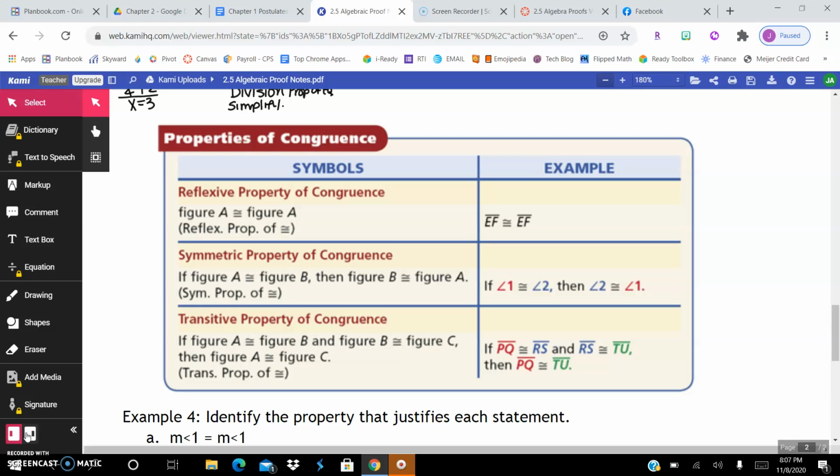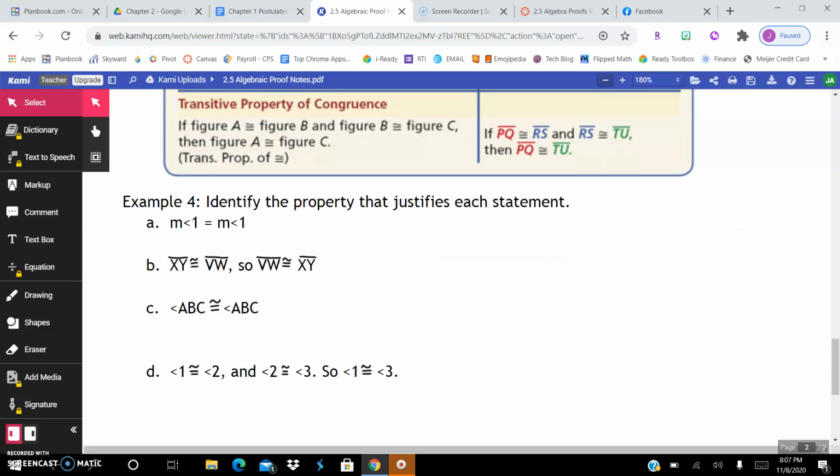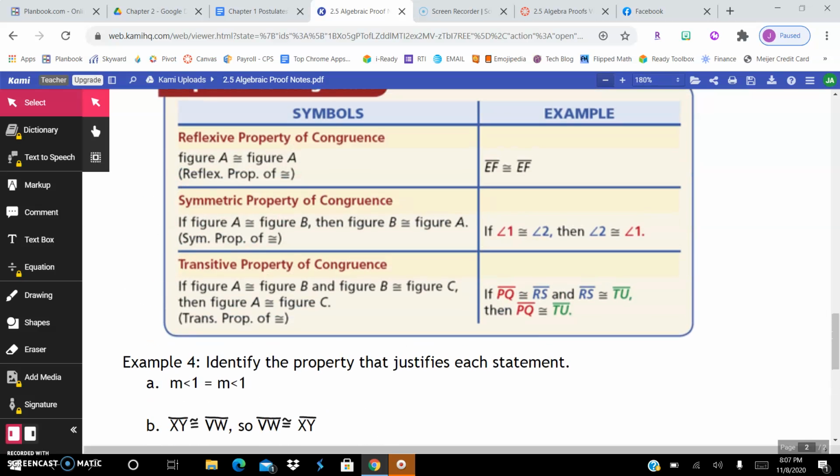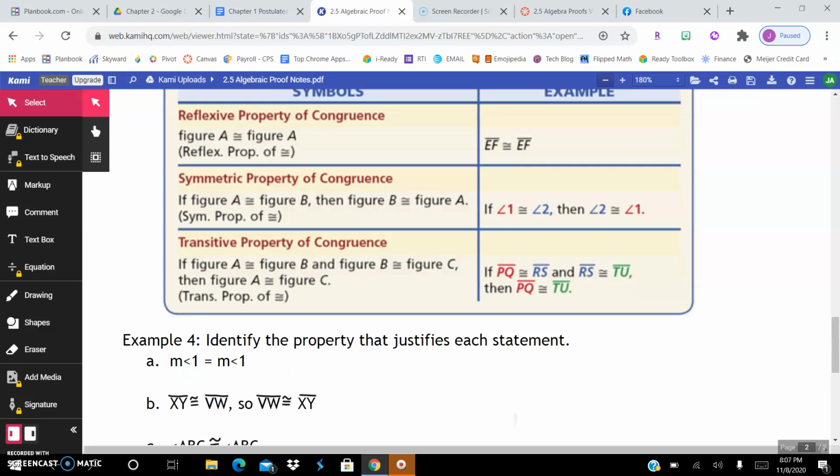So for the last example, we are just going to be identifying which property they are saying here. So the first one, the measure of angle 1 is equal to the measure of angle 1. So if I look up here, the one that stays the same in the examples would be the reflexive property of congruence.